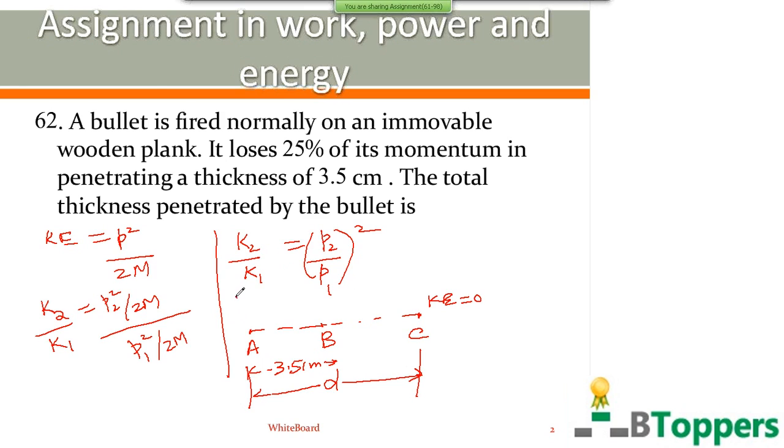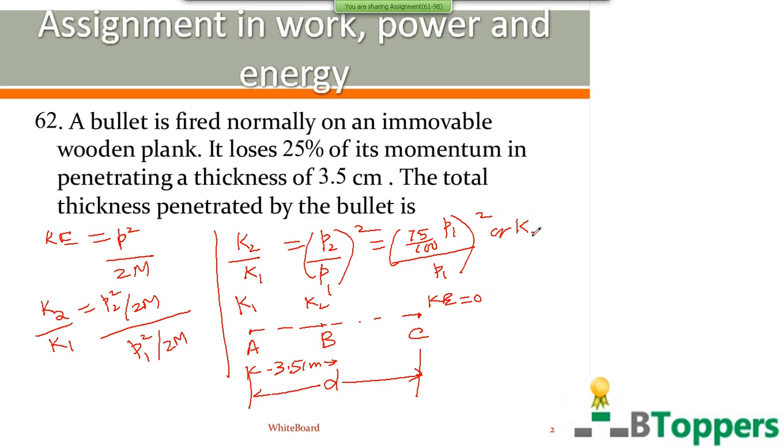So kinetic energy at A is K1. Kinetic energy at B is K2. P1 is the momentum at A, P2 is the momentum at B. 25% of momentum is lost, so final momentum will be 75% of initial momentum. So when 25% of initial momentum is lost in passing from A to B, the remaining momentum will be 75% of initial momentum. So P2 can be written as 75 by 100 times P1.